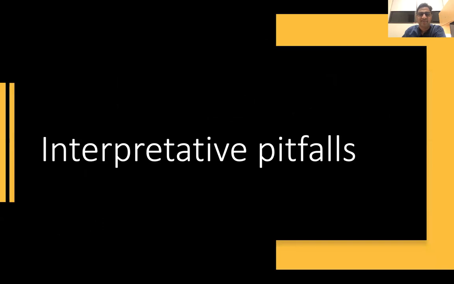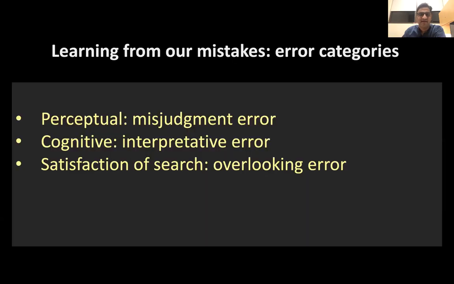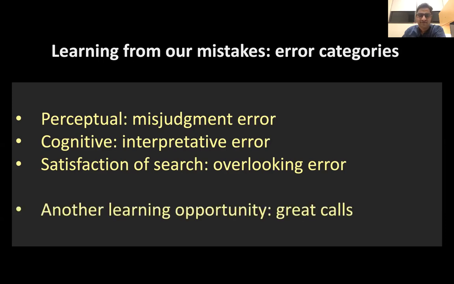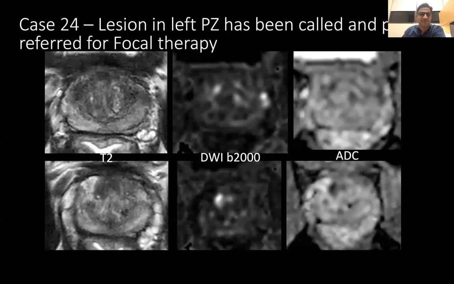And interpretative pitfalls, because one of the things we all know is that reader experience and expertise does matter a lot, and there is a lot of subjectivity in there. And so there are several errors we make, and it's important to learn from those errors. It can be perceptual errors, cognitive errors, or satisfaction of search errors. And so we need to take each of them as a learning opportunity, review the follow-up imaging and the biopsies, and try to learn from each of these cases.